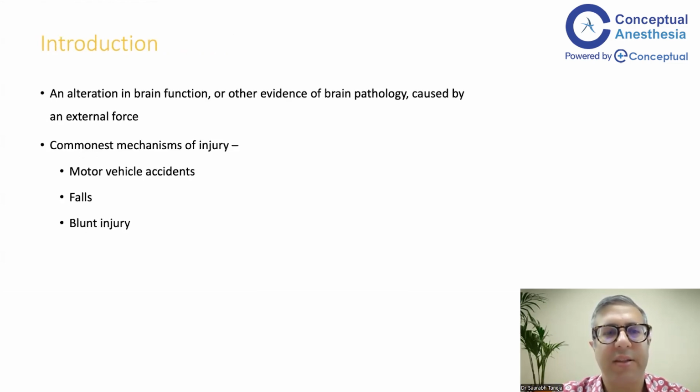So, traumatic brain injury is an alteration in the brain function or other evidence of brain pathology caused by external force. So, it's a brain injury caused by a trauma. And the most common mechanisms of injury are motor vehicle accidents, falls, and blunt injury to the head.